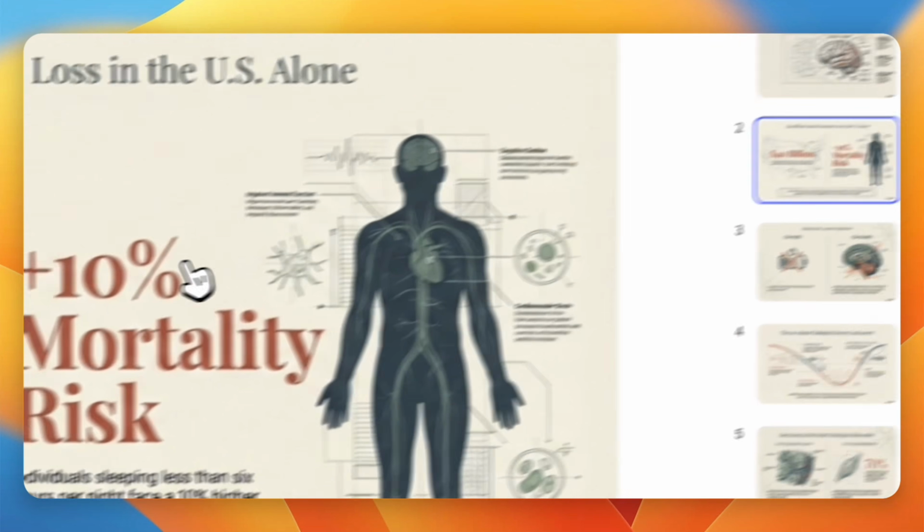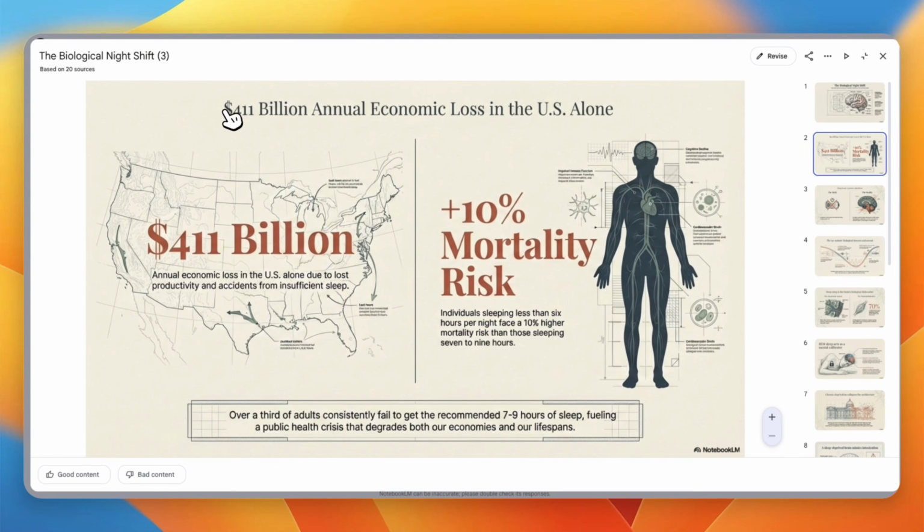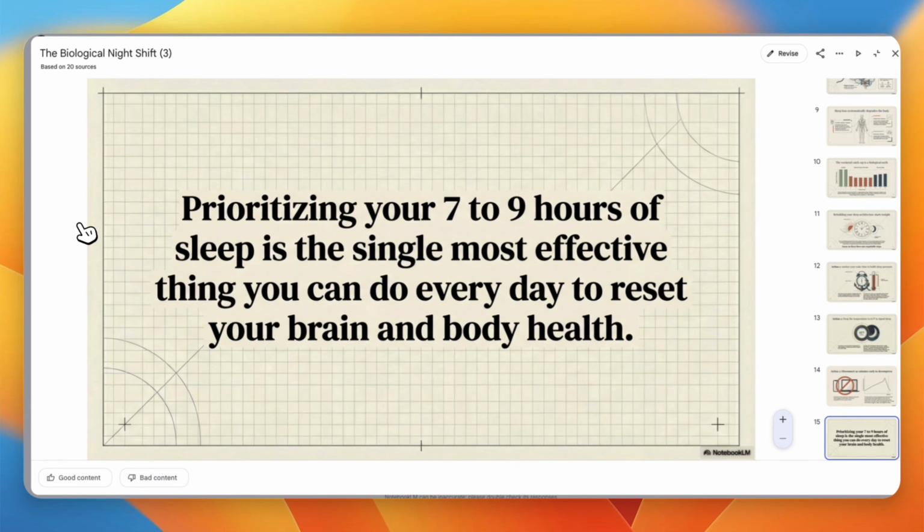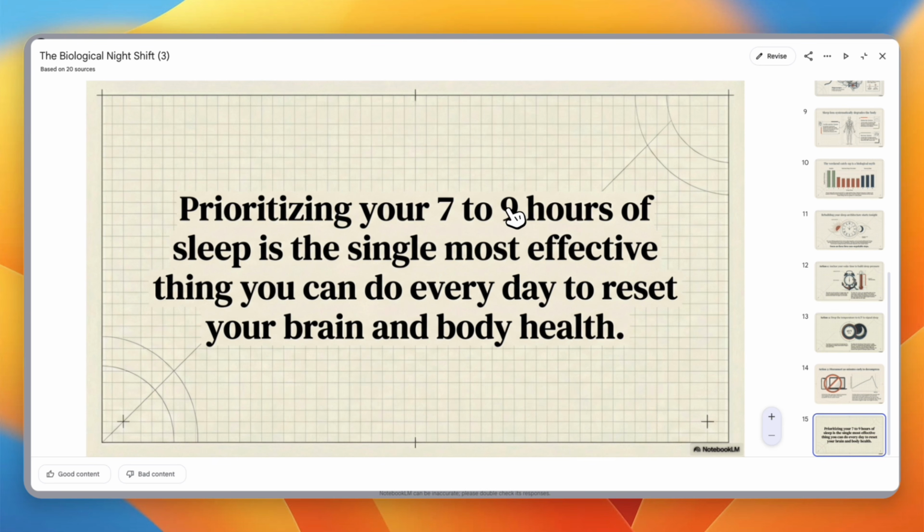Then if I go over here, we can see it replaced our title with a stat. We can see that the stat it replaced is kind of crazy, that on average in the US alone, because people don't sleep, $400 billion are lost in economic value, which is crazy. And then we can see the last slide, we have one simple takeaway, which is prioritizing your 7 to 9 hours of sleep is the single most effective thing you can do every day to reset your brain and body health. So this revision feature is really sick.